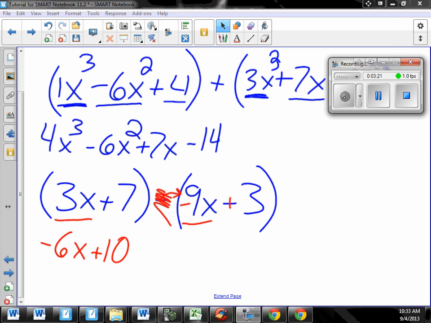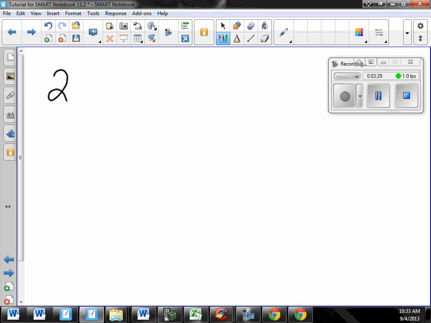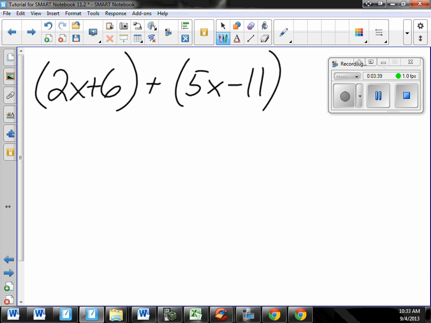So let's consider the difference between adding 2 polynomials and multiplying 2 polynomials. So if we had something like 2x plus 6, and we added that to 5x minus 11, we're just going to combine like terms. So 2x and 5x is 7x, and 6 minus 11 is negative 5. That's what we did yesterday. Today we're going to multiply those together.